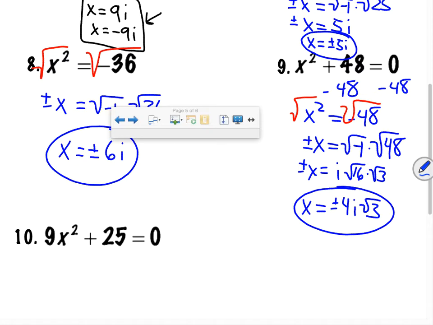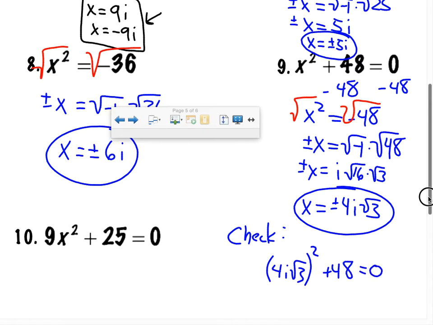Let's check one of these to see if it really works, to see why this is actually the solution. So let's go ahead and plug in one of the solutions, positive 4i times the square root of 3 in for x on number 9. So we're going to check our answer to prove that it really is right. So number 9 says it's x squared plus 48. So we got to square our solution. So it's going to be 4i times the square root of 3 squared plus 48 equals 0. So if this works out, we know we have the right answer.